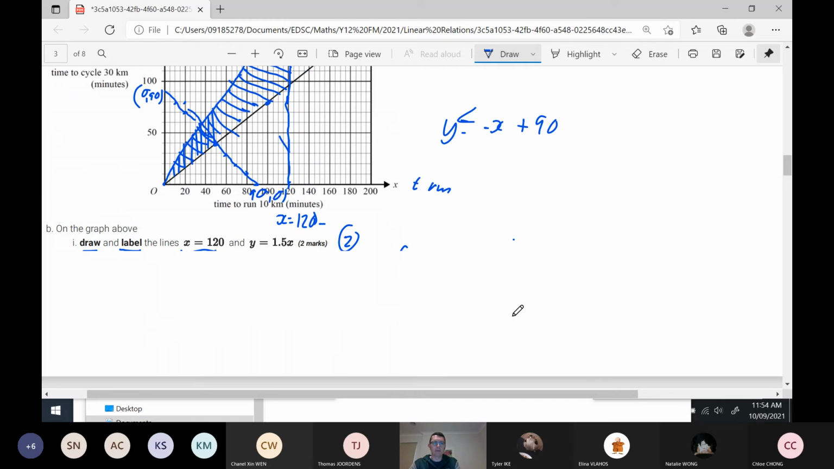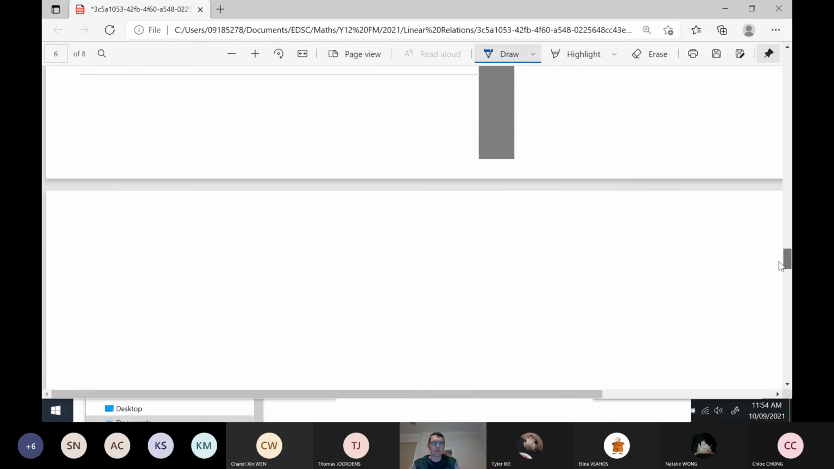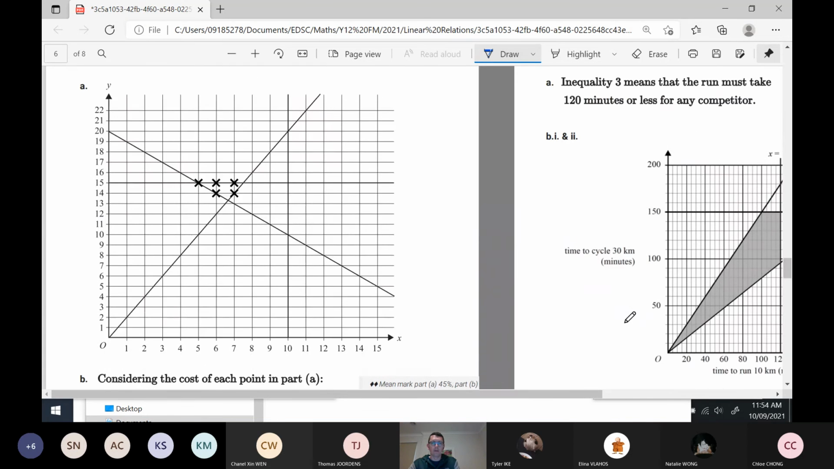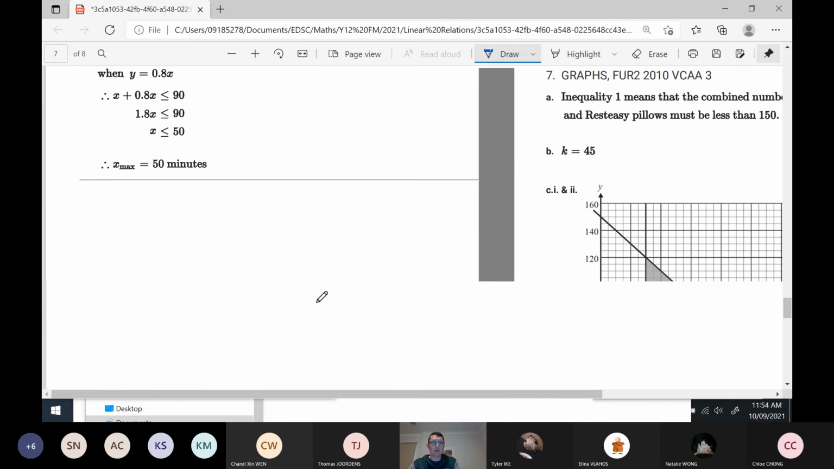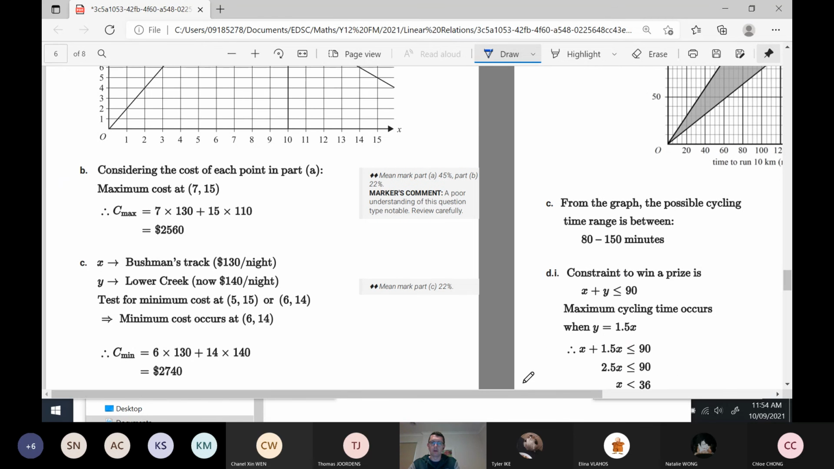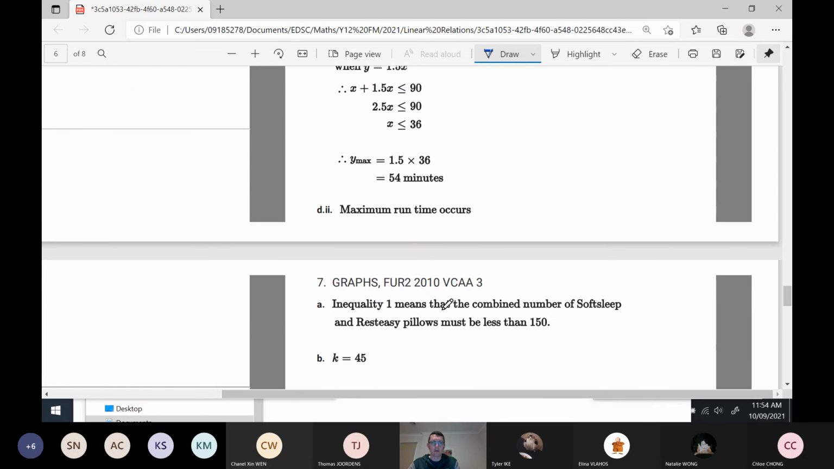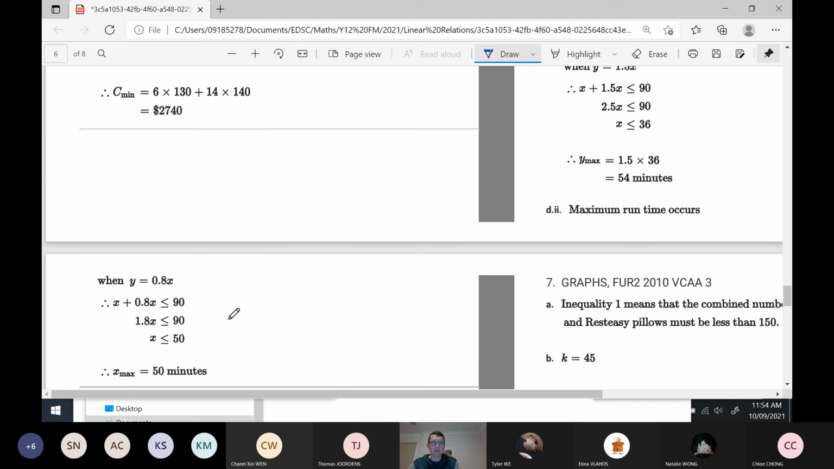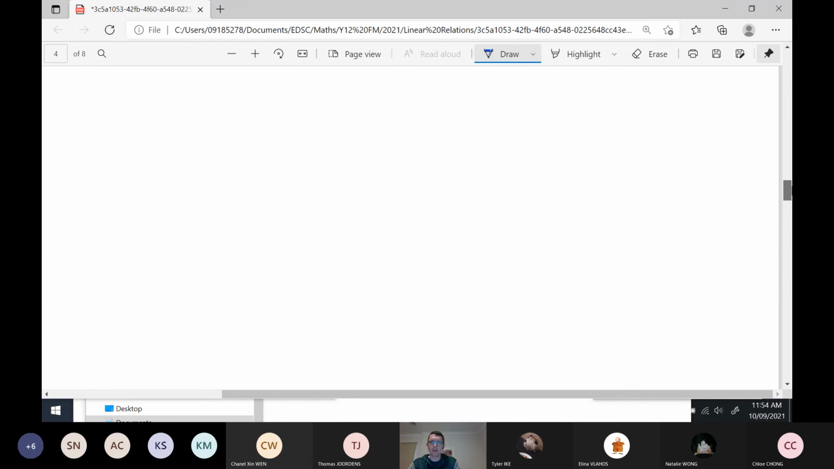Let's see how we went on that. This is question 6 by memory. So 50 and 54 minutes. Maximum run time, 50 minutes. So that's what we can see, which we did on the CAS. So we got that one pretty good. I think that's what I wrote, 50 and 54 by memory.